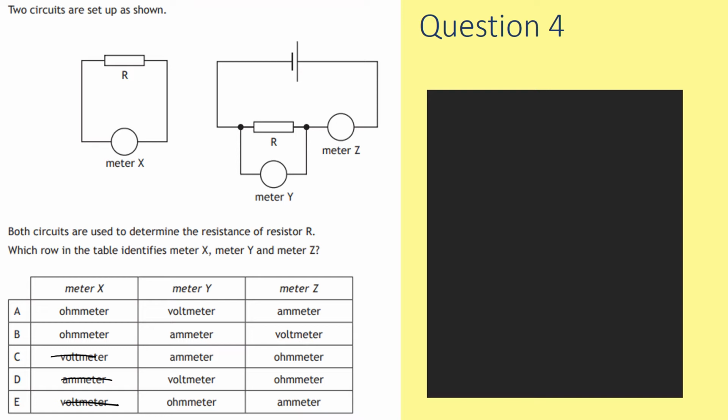Meter Y is connected across a component, and meter Z is connected through a component. We know from our experiment that in order to calculate resistance, we need values of voltage and current. Because meter Y is connected across the component, that must be the voltmeter, which means that A is correct, B is incorrect. Just to check, meter Z must be our ammeter, which confirms that the answer is A.